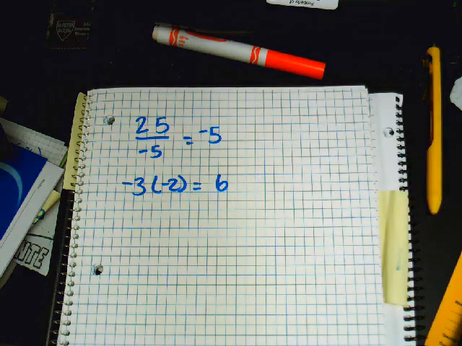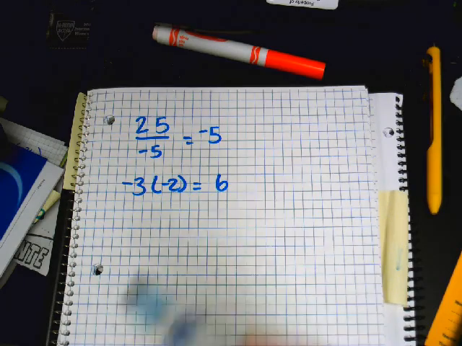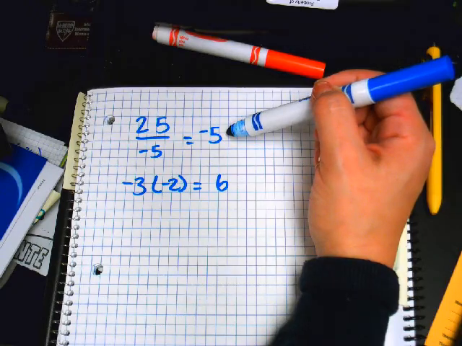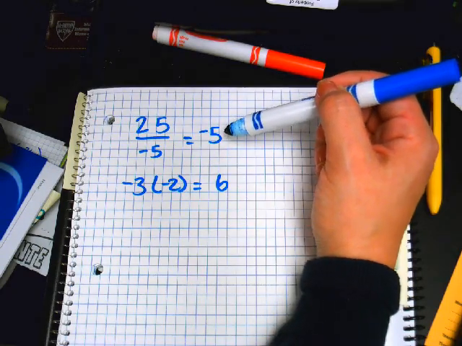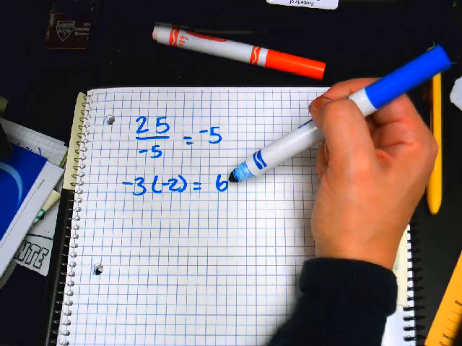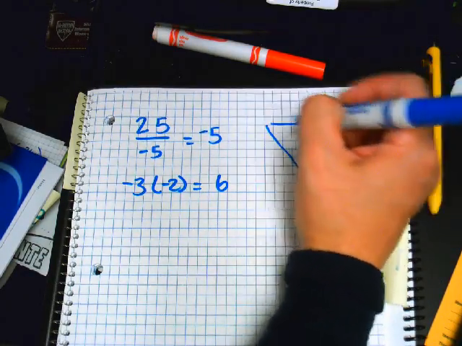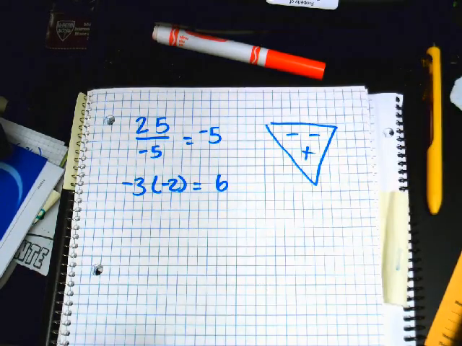Because one is the same and one is different. What do you mean? Let's break it down. What makes this negative? There's one negative and one positive. Okay, so they're different. Good. What makes this positive? There's two negatives. Good. Hopefully you use that, right?